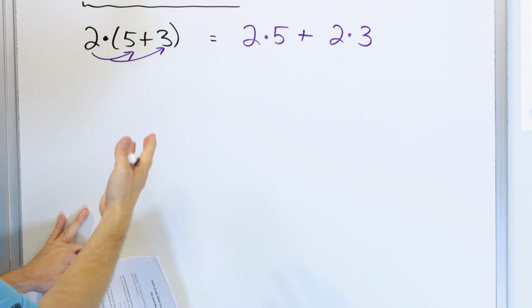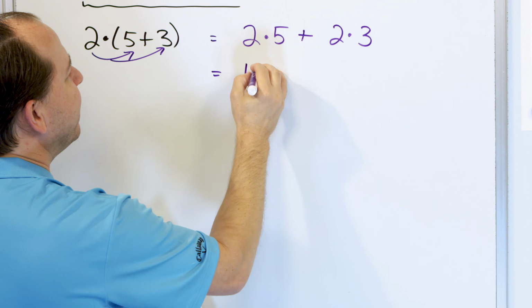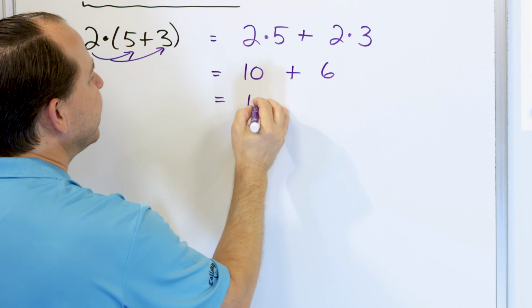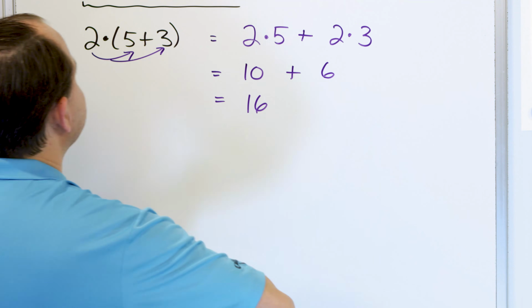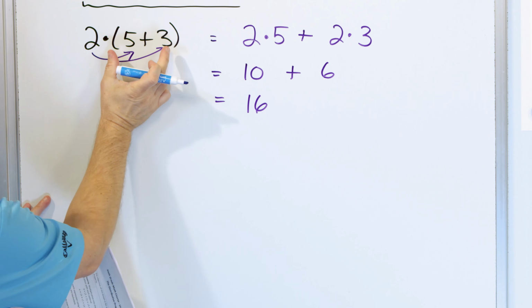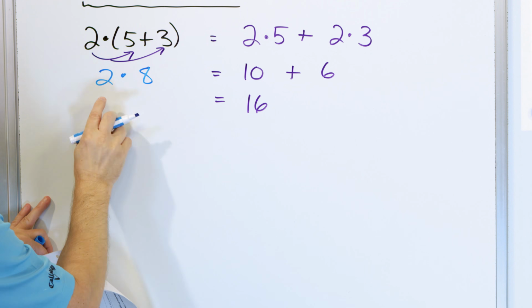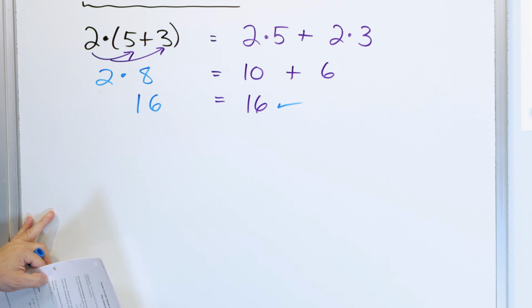All right, so this is the answer, right? Now, what would happen if we multiply 2 times 5? We get 10. What would happen if we did this? 2 times 3 is 6. So what do we get here on the right-hand side? 16, right? Now, what would happen if we solve the left-hand side? We do the parentheses first. 5 plus 3 is 8. And then we still have to multiply by 2. And then the 2 times 8 is 16. And we've verified that it's correct.